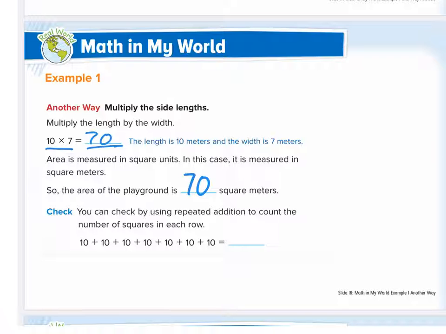You can check this by doing like we did in the tiled rectangle and count by tens 7 times. 10 plus 10 plus 10 plus 10 plus 10 plus 10 plus 10 equals 70.